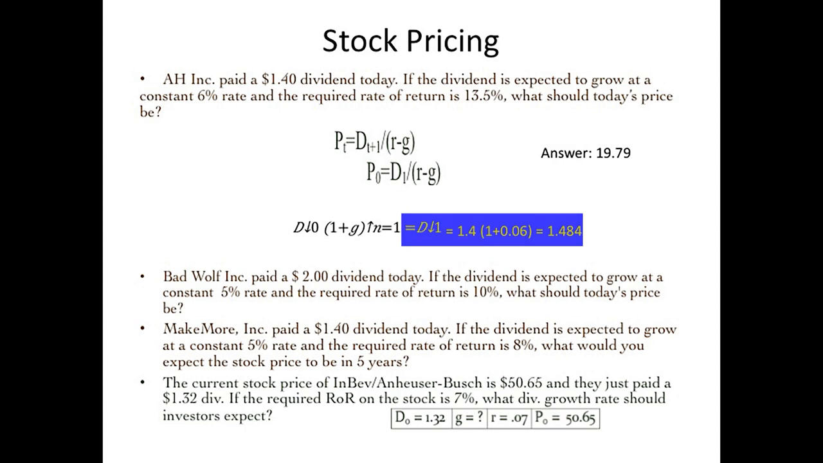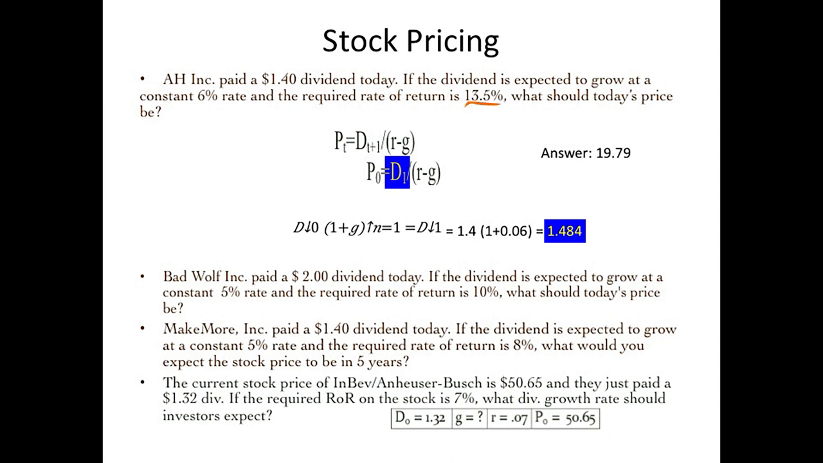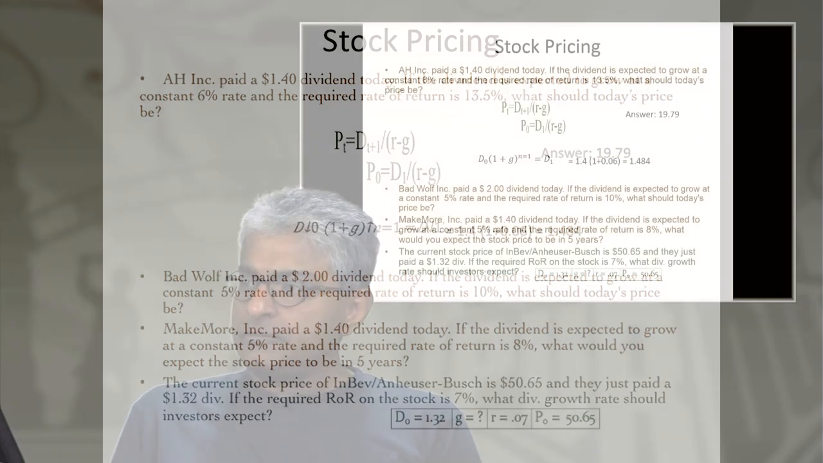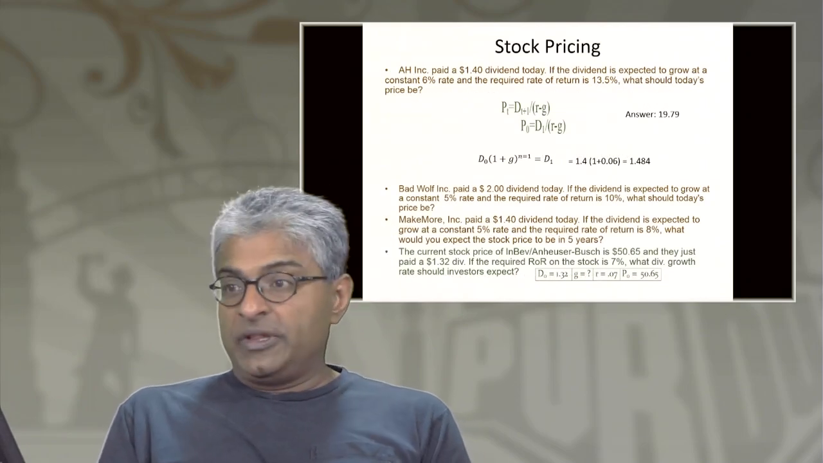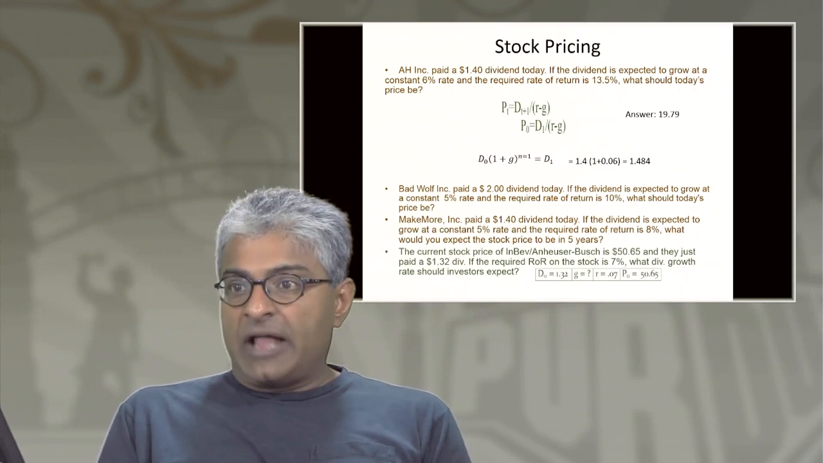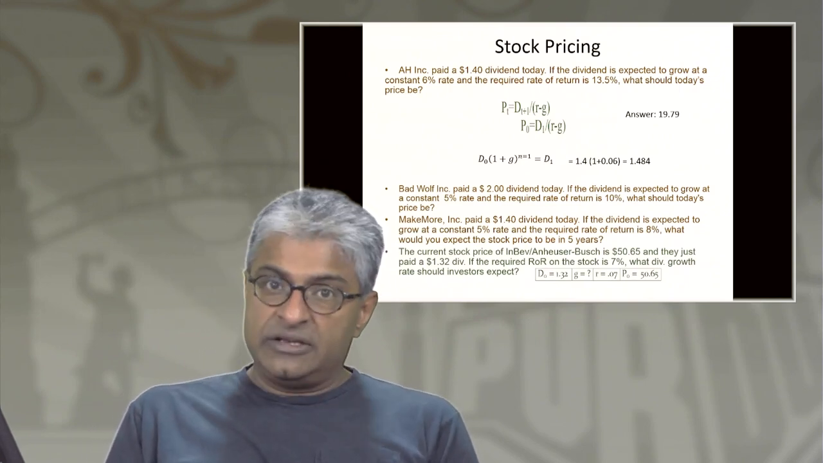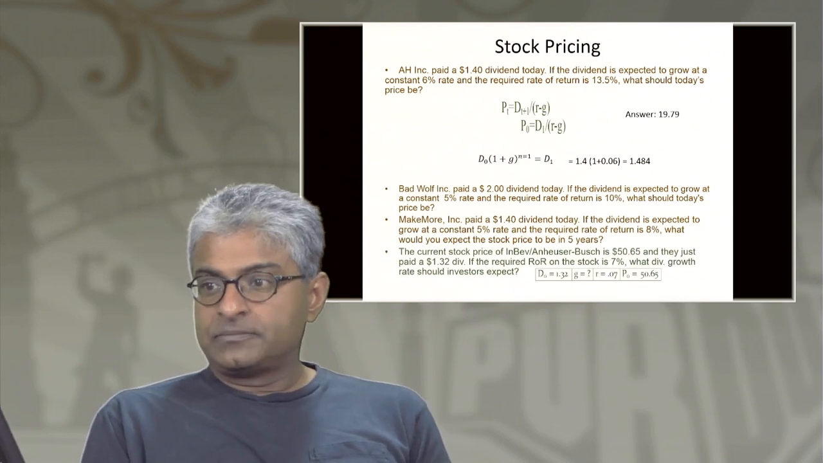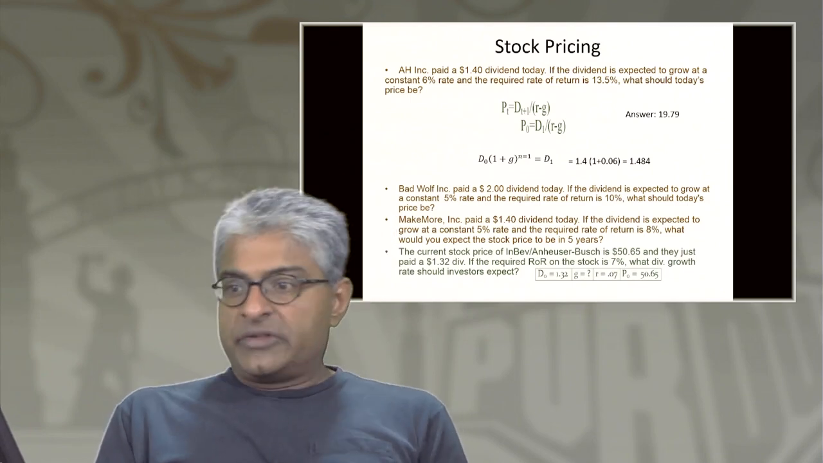Then if you substitute that into the equation, your P0 is simply 1.484 divided by 0.135, which is the return in fractional form, minus the growth rate, which is 0.06. And the answer, if you do the calculations, will be almost $20, or $19.79. So that should be the price. Under these circumstances, assuming the assumptions are correct, the right value for that stock today is $19.79.